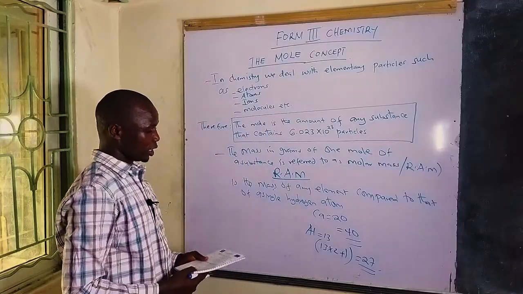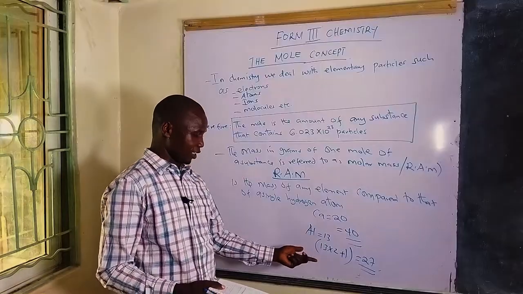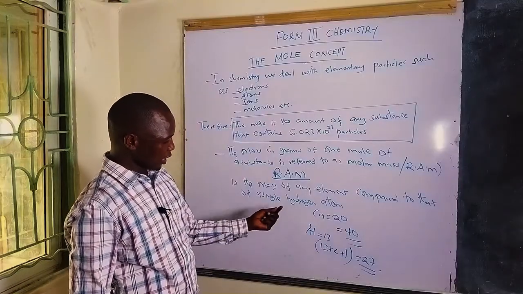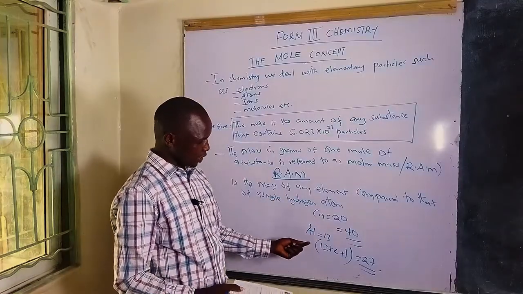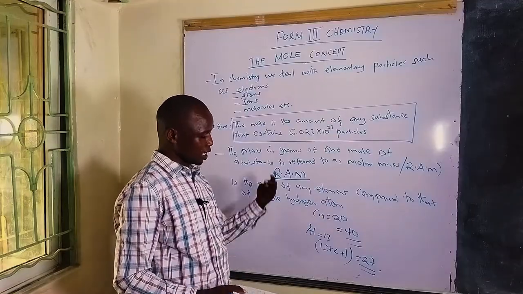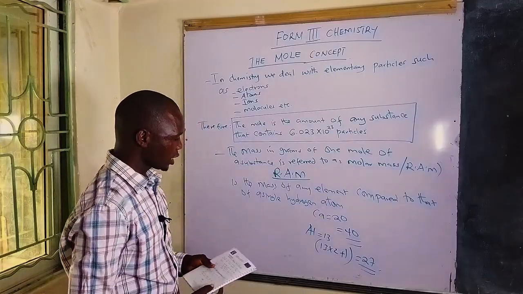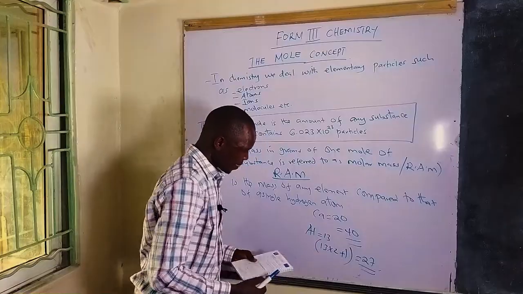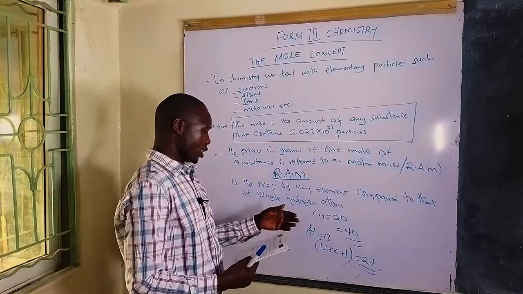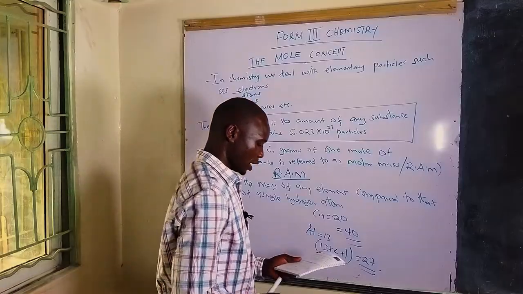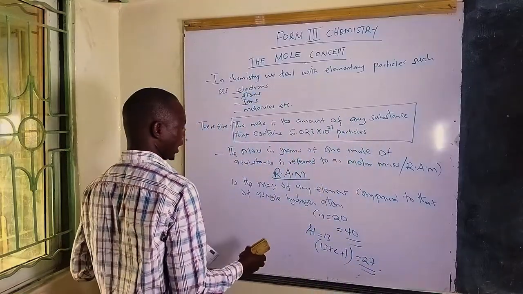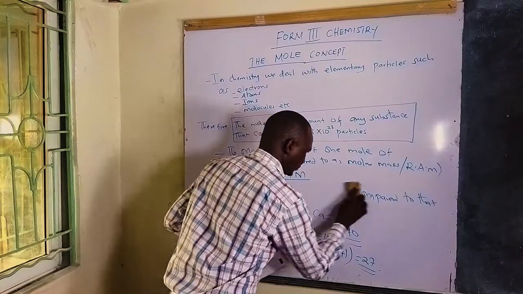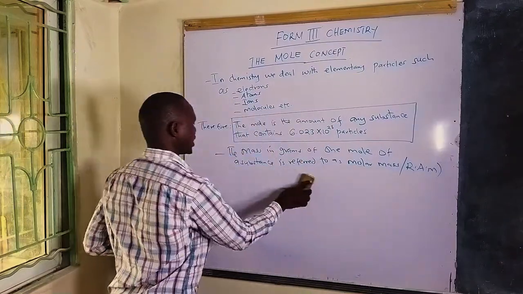In short, this information will always be given. But if you are not given, just derive it from the atomic numbers. In case of an even atomic number, simply multiply by 2 to get the relative atomic mass of that element. And in case of an odd number, multiply by 2, then add 1 to get the relative atomic mass of that particular element.